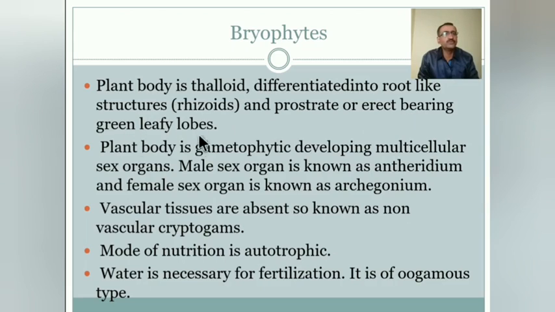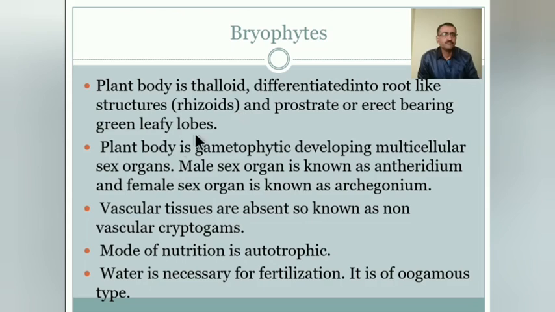leafy lobes. That means in the evolution from thalloid plant body, it is converted into root-like and leaf-like structures. So it is another important step in the evolution of the plant, that is the bryophyte. And here root-like but not root, it is known as the rhizoid, and leafy lobes are present in the plant body, but still the plant body is known as thalloid.